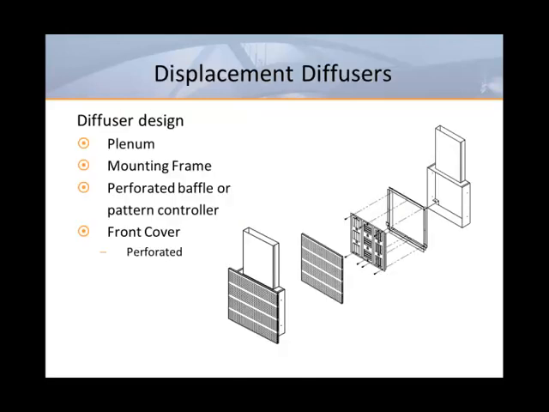Now let's look at the construction features of displacement diffusers. Most displacement diffusers have a few parts in common. They all include a rear plenum assembly and a faceplate that's perforated with either round or rectangular holes. While some manufacturers simply provide perforated baffles or splash plates inside their products, other manufacturers choose to include a central baffle fitted with adjustable air pattern controllers.